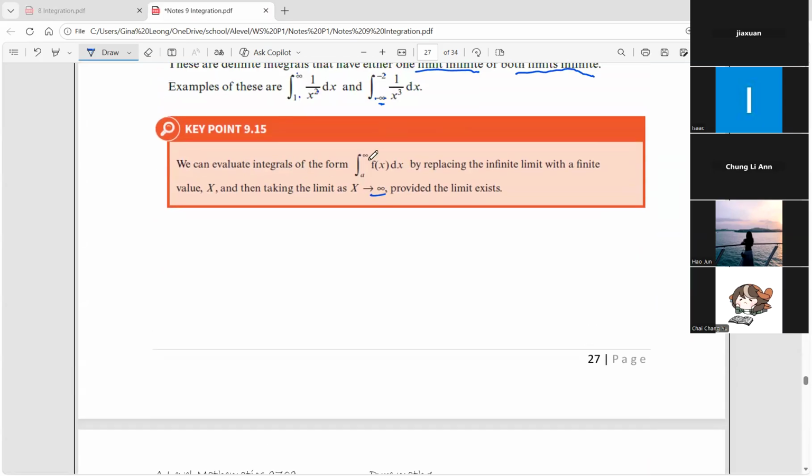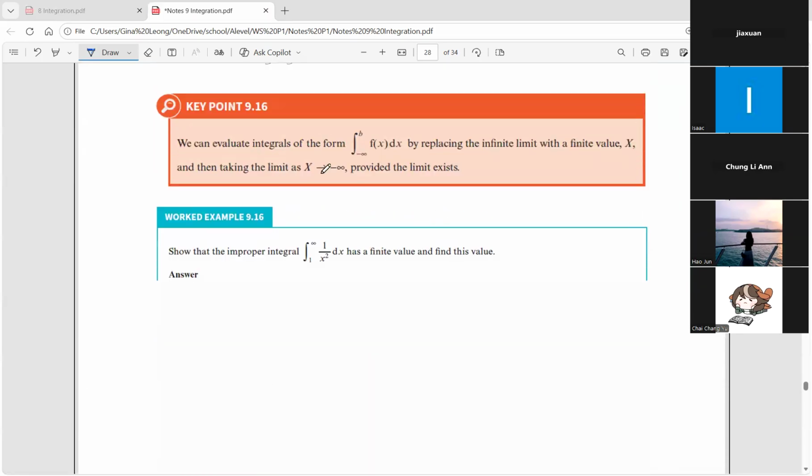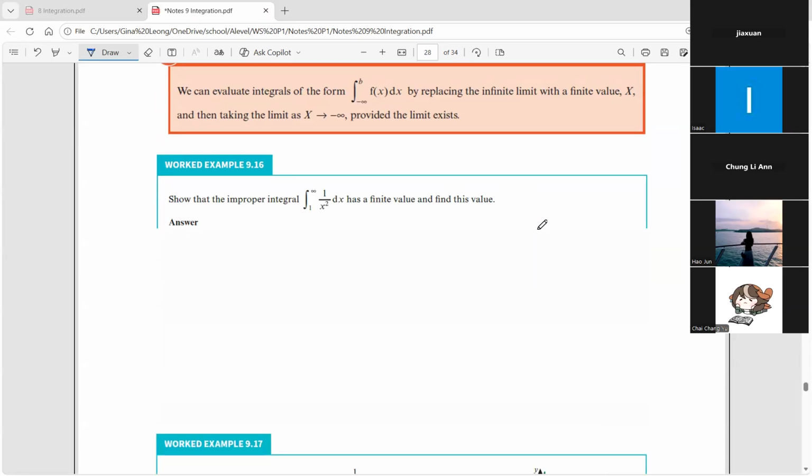We can evaluate the integral from A to infinity of f(x) by replacing the infinite limit with a finite value. Then we take the limit as it goes to infinity. Another one is from negative infinity to B, same thing, the value approaches negative infinity. If you don't understand what I'm saying, doesn't matter, we go for the example, because you cannot understand that. So confusing, right?